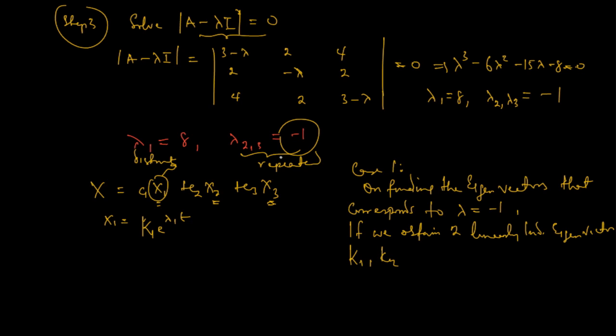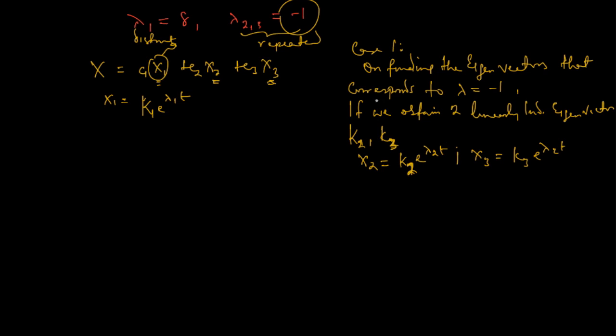then we're going to have our x2, which we want to find, to be, since I've used k1 here, I could just call these k2 and k3. So x2 is going to be k2 e to the power lambda 2t, and then our x3 is going to be k3 e to the power lambda 2t, the same thing.